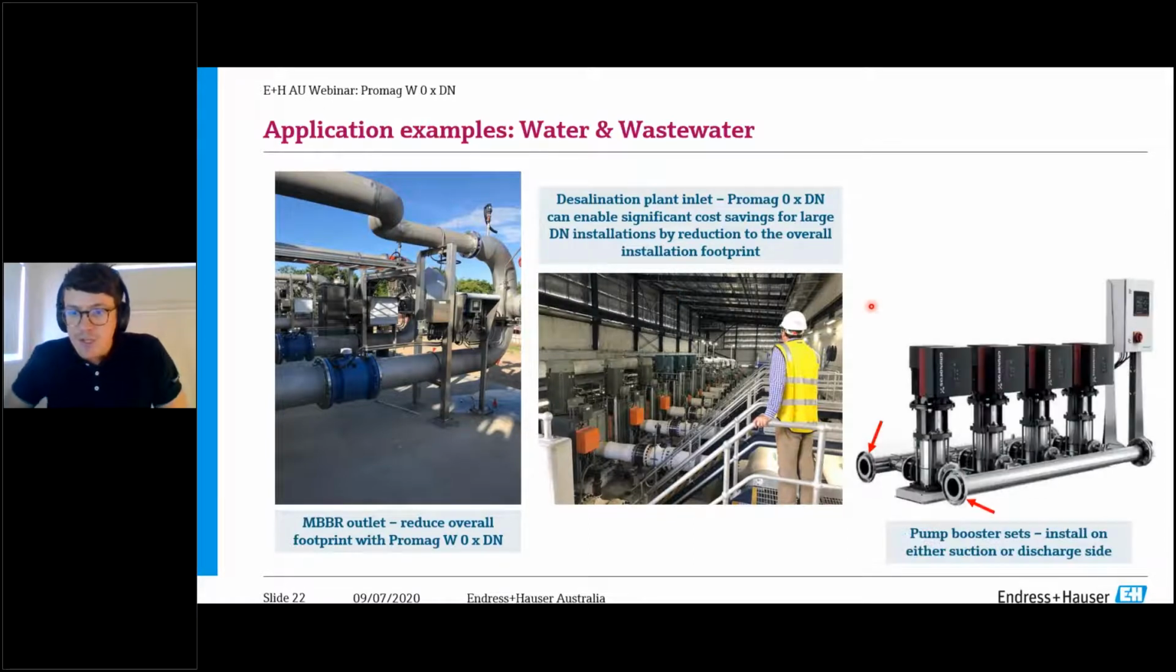Another really nice application example, which we've seen in Queensland as well, is installation on these pump booster sets. Normally you'd have these 5DN on the inlet and 2 on the outlet. Now with the 0DN, we can bolt this flow meter straight onto here, either on the inlet or on the suction side. So we can really compress that entire installation too.